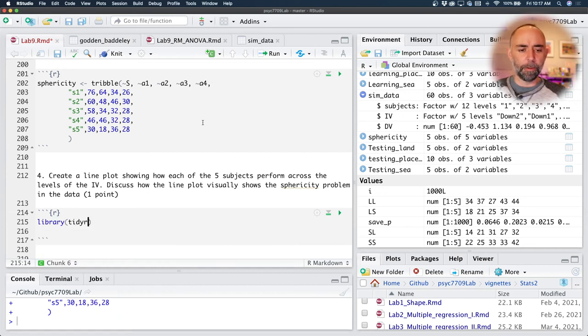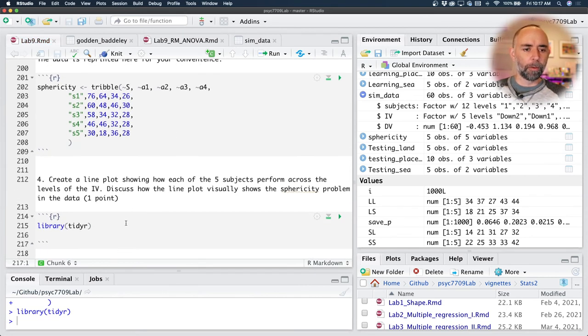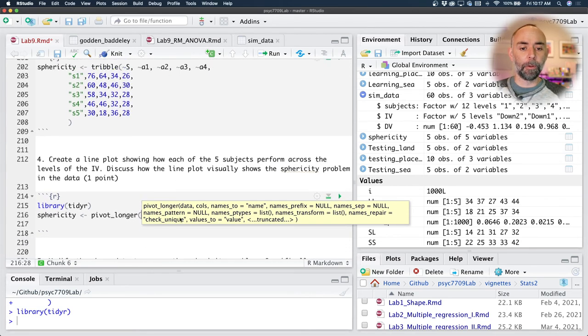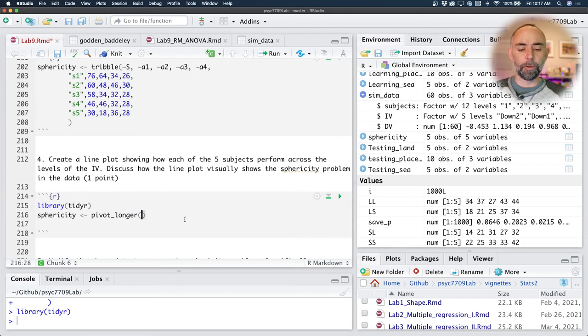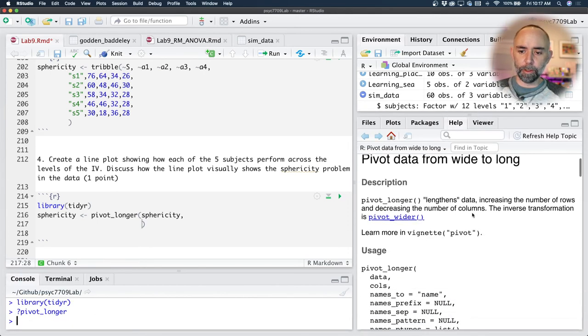I don't know if I've loaded up tidyr yet. And let's take the sphericity data and pivot longer. We're going to need this to be in long format to put it into ggplot. So we want to pivot this data frame, sphericity. I'm just going to load up the help file here so I can make sure I know what I'm doing.